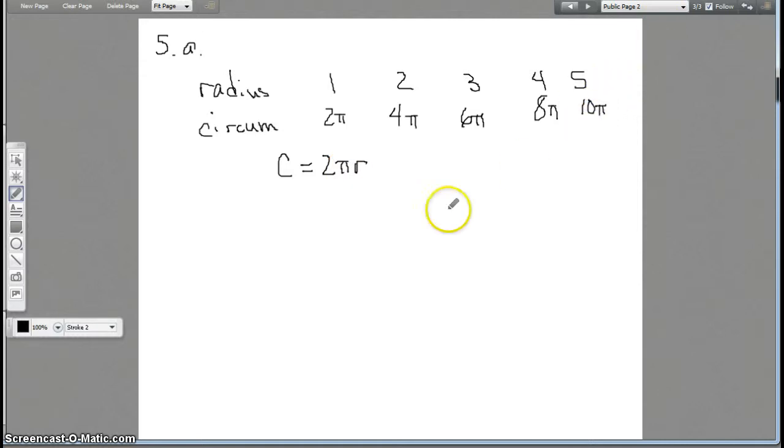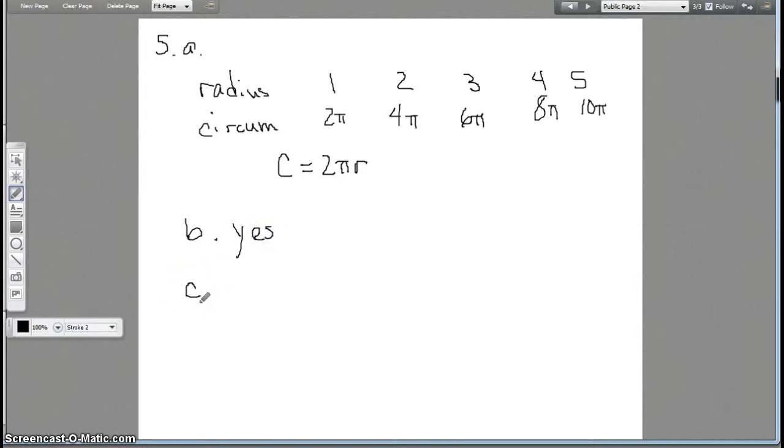Okay, so question B asks, is the circumference of a circle doubled if the radius is doubled? Well, when we double the radius from 1 to 2, our circumference doubles from 2 pi to 4 pi. When we double from 2 to 4, our circumference doubles from 4 pi to 8 pi. So that's going to mean that yes, it is doubled.